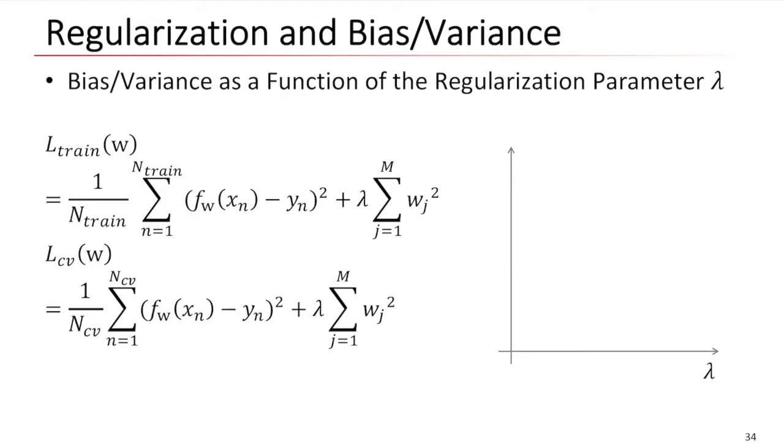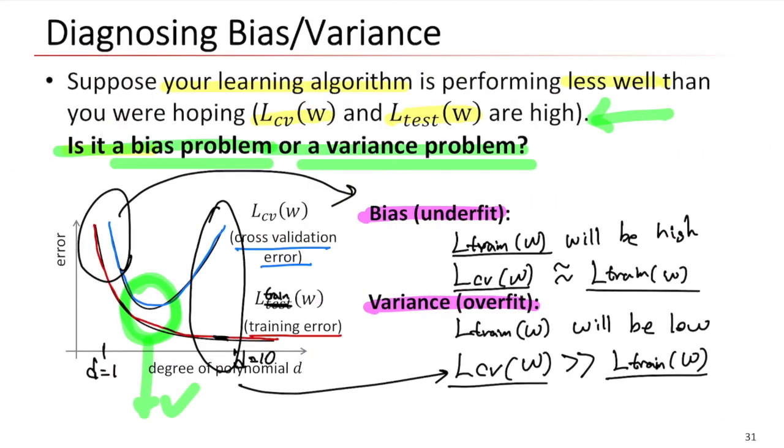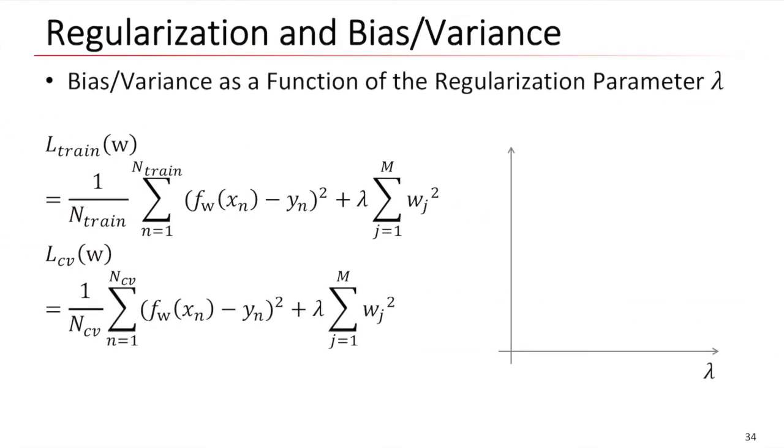Okay, so we can draw a similar plot like this by varying the regularization parameter lambda. Here are the training and cross validation errors. We want to consider this penalty parameter. So first of all, as we vary the lambda values, the shape of the errors looks like this. Let's say this is the error. Why?